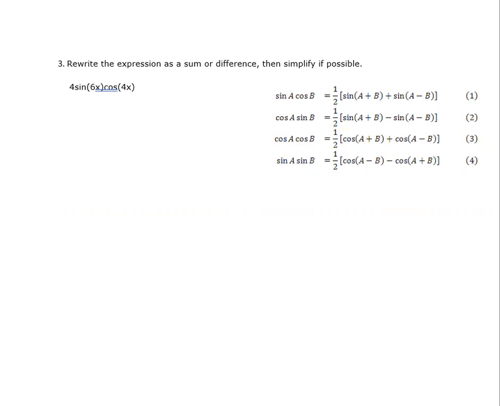Number 3 of the section 5.5, rewrite the expression as a sum or difference, then simplify if possible. That means we're going to write the product to sum. There are 4 different formulas of the product to sum expression. For our problem, we have sine of the quantity times cosine of the quantity. We are going to choose formula 1, which is in the pattern of sine A times cosine B, where A is 6x and B is 4x.